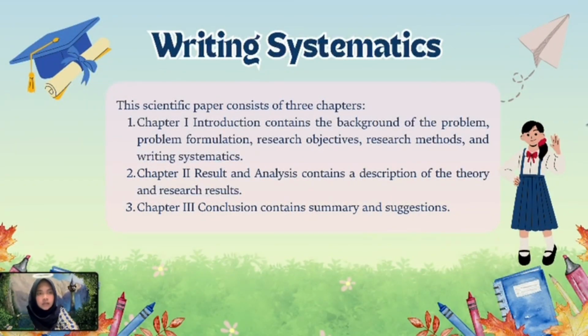Writing systematics. The scientific paper consists of 3 chapters. Chapter 1, Introduction, contains the background of the problem formulation, research objective, research methods, and writing systematics. Chapter 2, Result and Data Analysis, contains a description of theory and research results. Chapter 3, Conclusions, contains summary and suggestion.